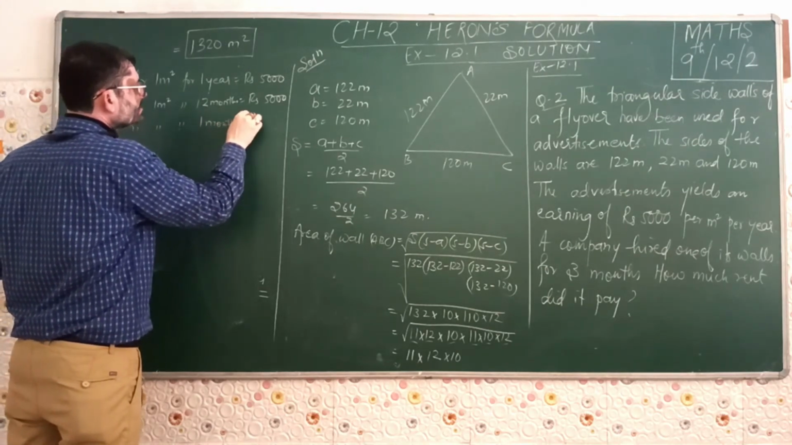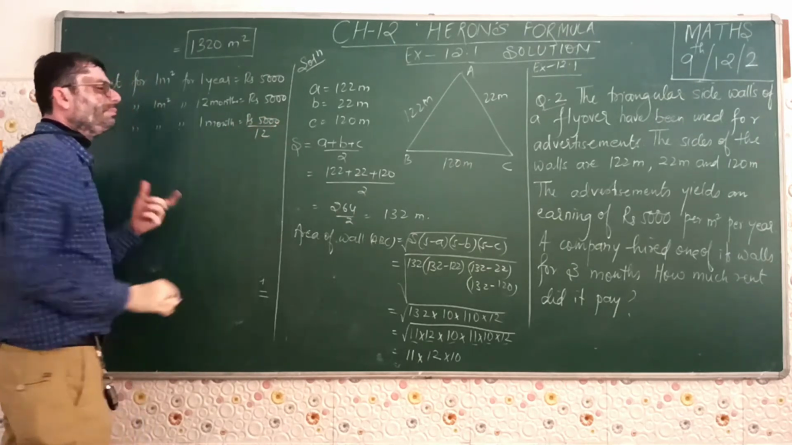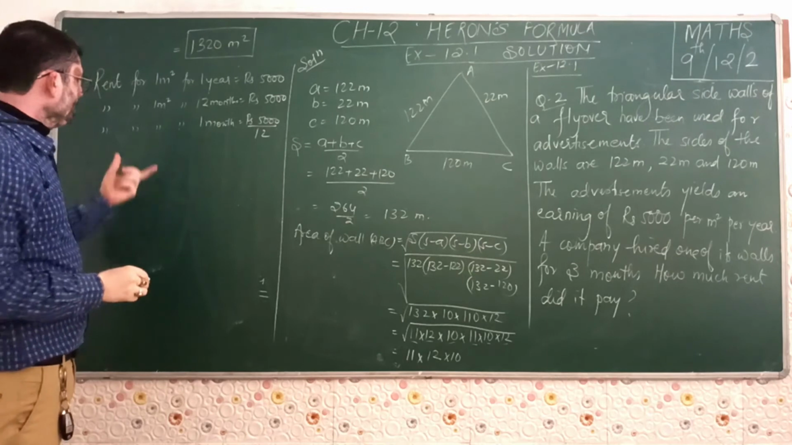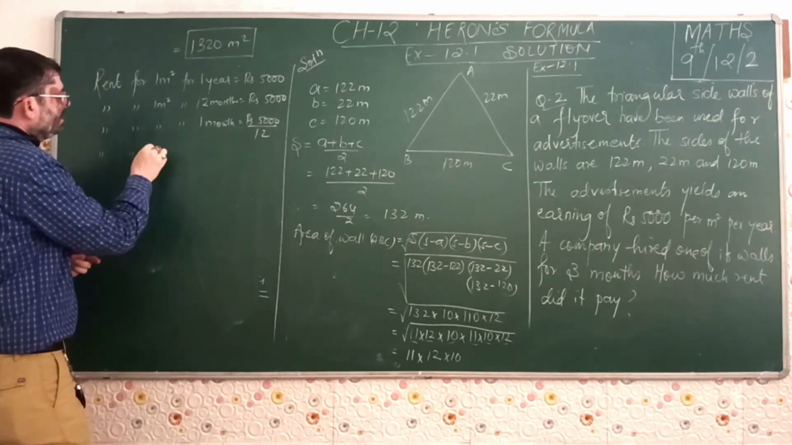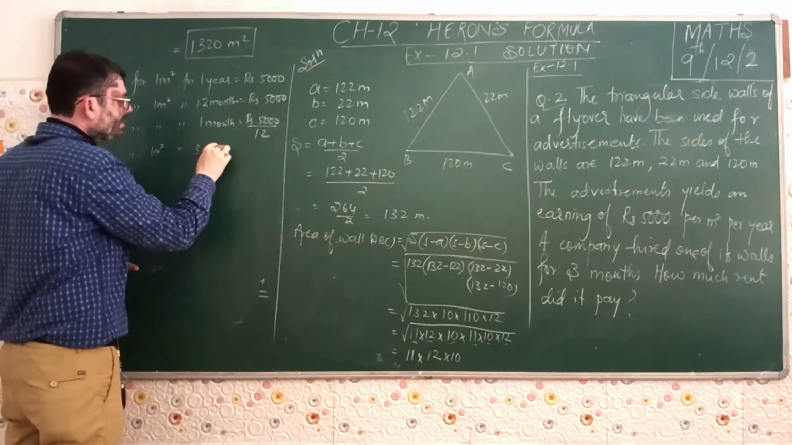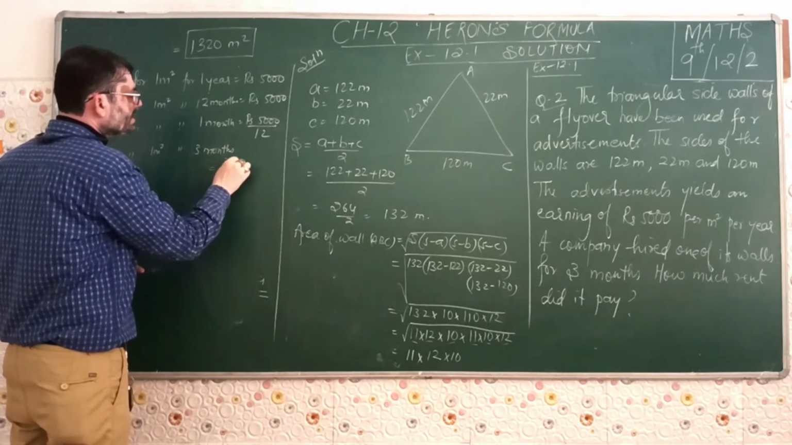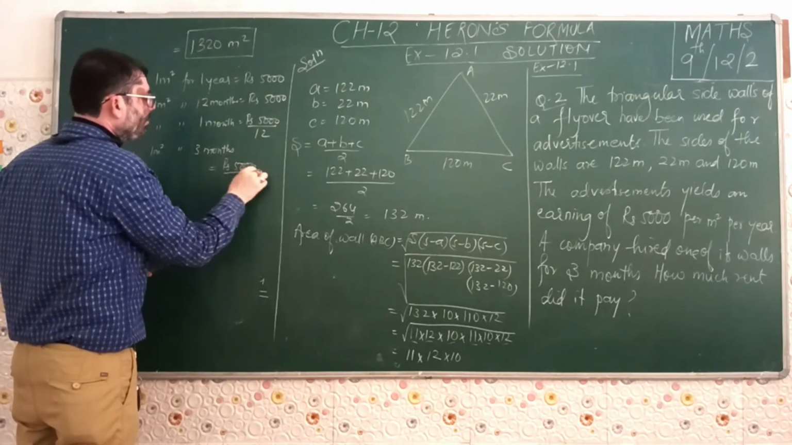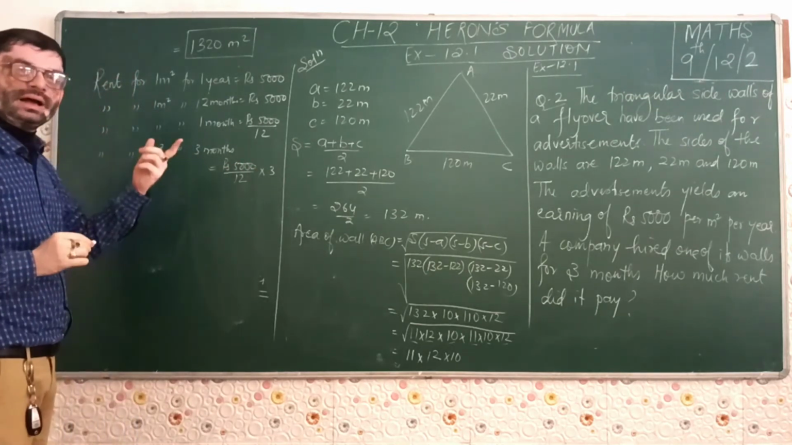For 1 month, this will be written as rupees 5,000, and that is to be divided into 12 parts if there are 12 months. So this is divided by 12. And rent for 1 meter square for 3 months, because the company hired for 3 months, can be written as rupees 5,000 upon 12. This was for 1 month, and hired for 3 months means multiplied by 3.